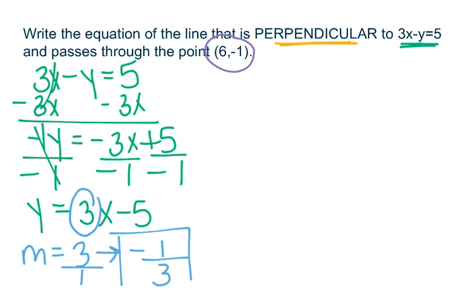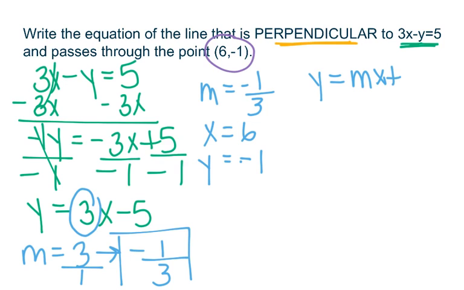I have the same point that I had last time, so I'm going to go ahead and list out what I know. My slope is -1/3, my x is 6, and my y is -1. So I go ahead like last time, I write out my y equals mx plus b, and now I substitute in what I know. So this says that -1 is equal to -1/3 times 6 plus b.